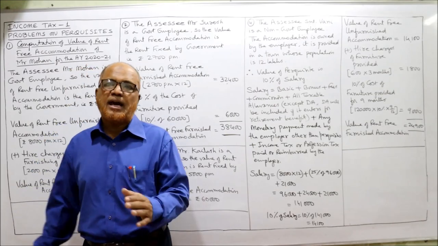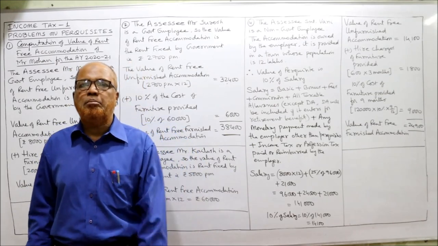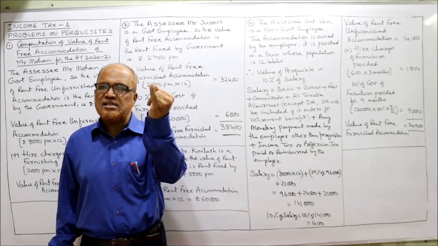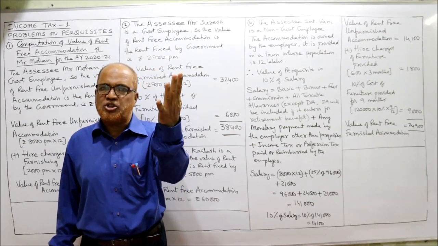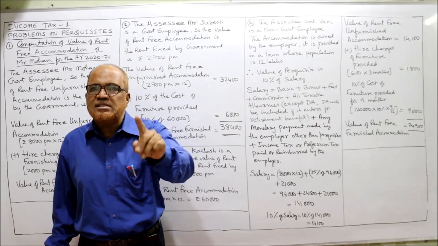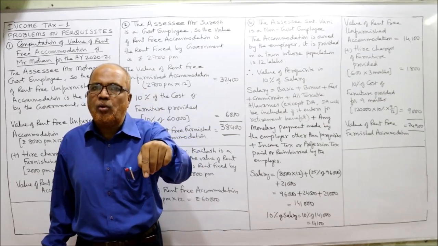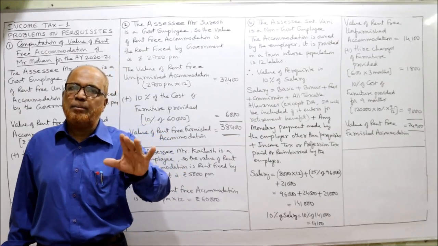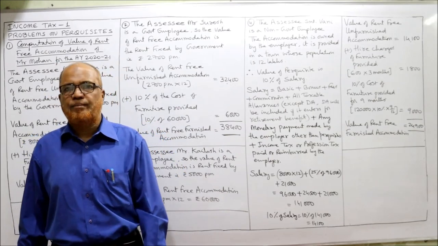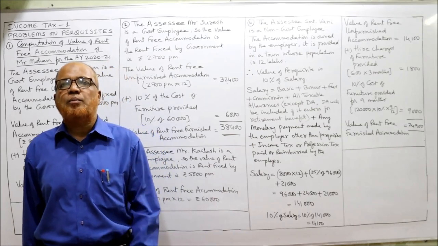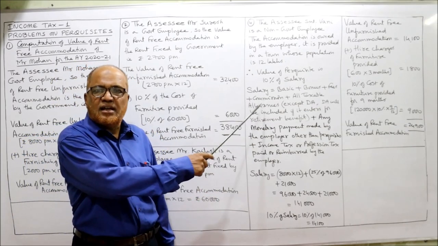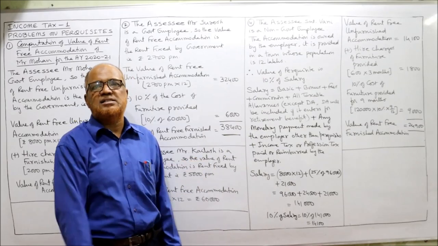Then any income tax or profession tax paid or reimbursed by the employer. Again, I repeat, salary means basic plus bonus plus fees plus commission plus all taxable allowances except DA. DA will be included if it enters for retirement benefit. Plus any monetary benefit given by the employer other than perquisites, plus profession income tax or profession tax paid or reimbursed by the employer. These are the items that will come under the head salary.